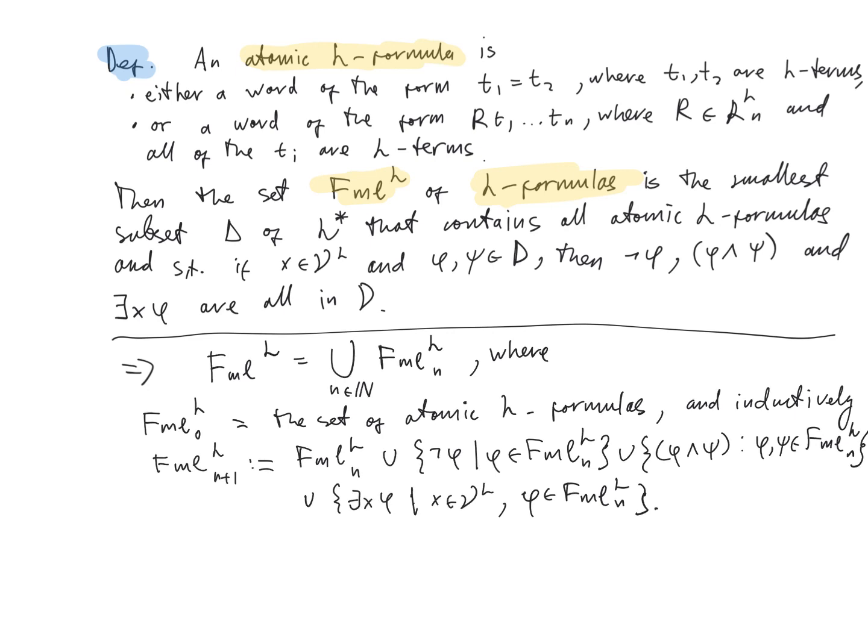Again, the equivalence of these two presentations, as the smallest set in the definition and as this countable union, is not hard to see. The reason is that we explicitly required in the definition the set D to be closed under these three formation rules for the formulas: adding the negation, taking the conjunction, or adding an existential quantifier in front of it. And vice versa, since D has to be the smallest set, it will have to contain exactly the elements in this union.